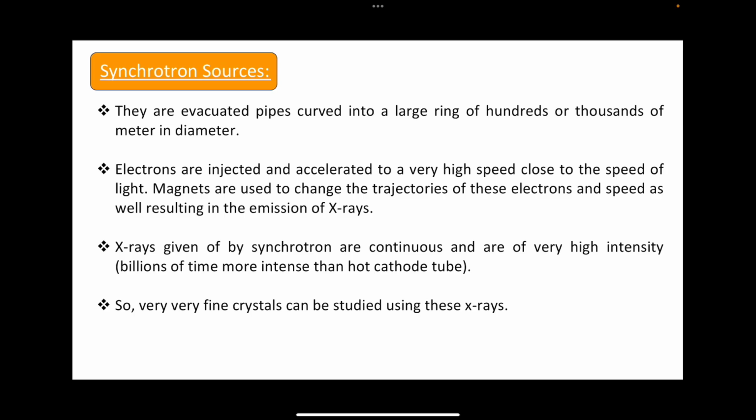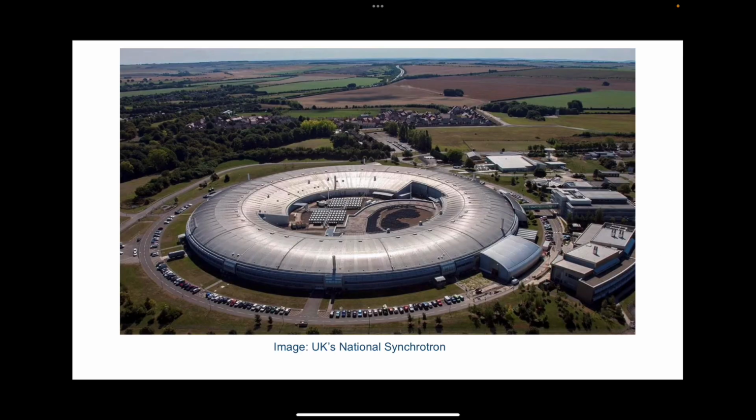These radiations that we get are the X-rays, and they are very highly intense, billions of times more intense than the X-rays we get from hot cathode tubes. And we can use them to study crystals that are very, very fine, whose edge lengths are micrometers or millimeters, very, very small. And this is the synchrotron facility that they have in the UK. This is the UK's national synchrotron.